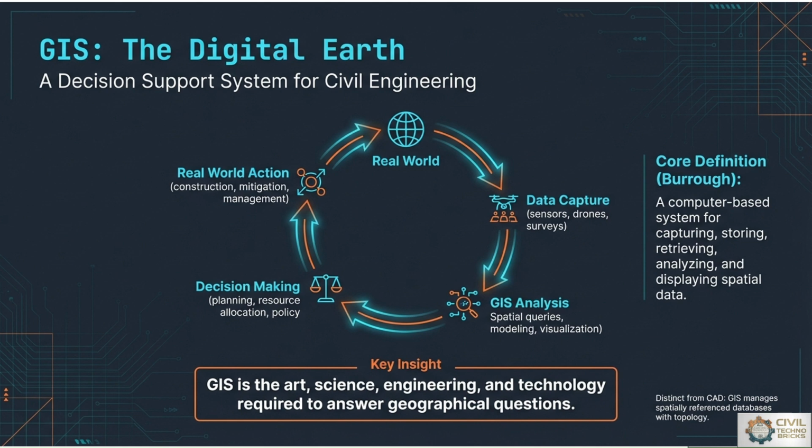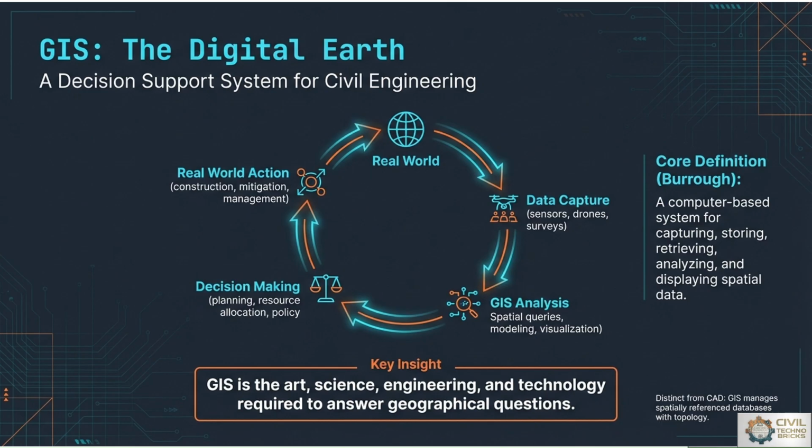Key characteristics include accuracy, data integration, and visualization capability, so that the GIS allows analysis like buffering, overlay, network, etc. So, GIS is the art, science, engineering, and technology required to answer geographical questions. So, we have n number of geographical questions. We have to collect the answer for those geographical questions by using the GIS, which is the informatory tool, a computer based system for capturing, storing, retrieving, analyzing, and displaying the spatial type of data.